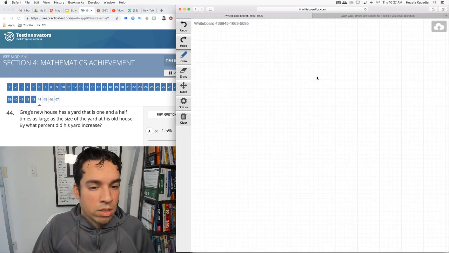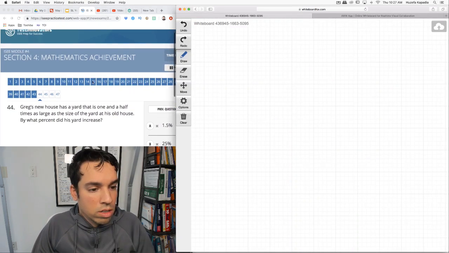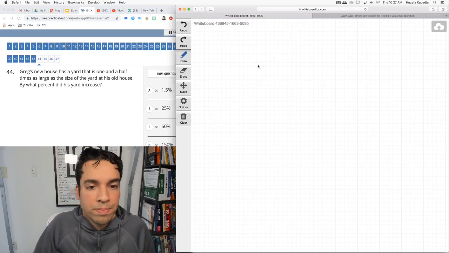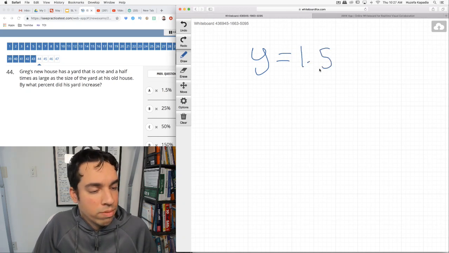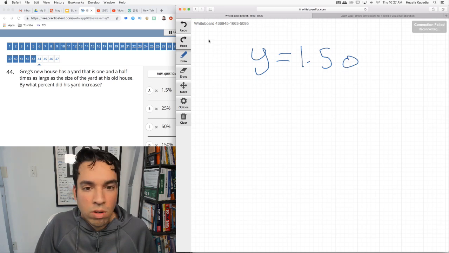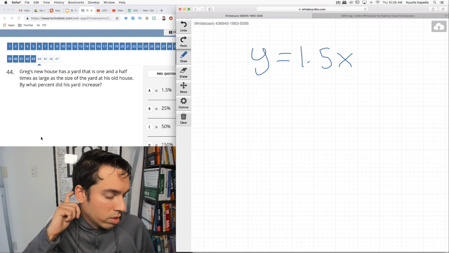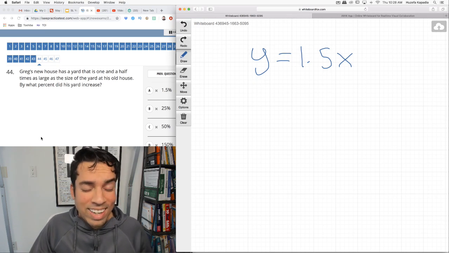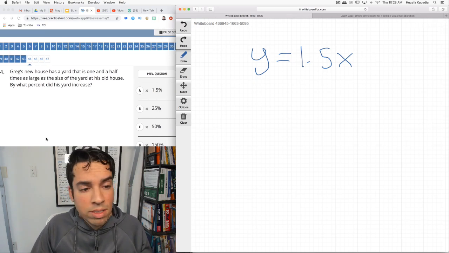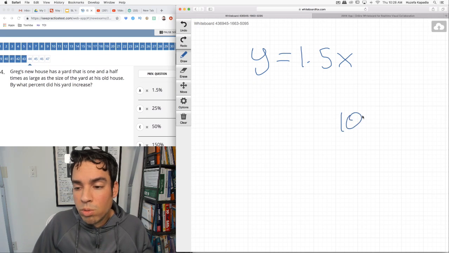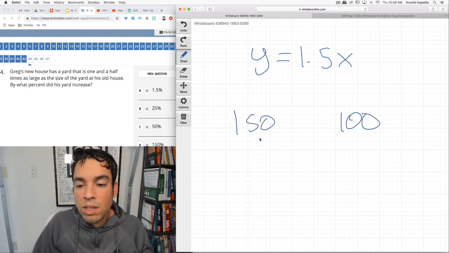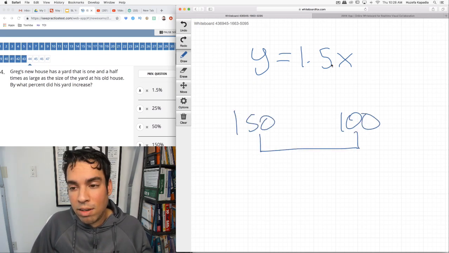44. Greg's new house has a yard that is 1.5 times as large as the size of his old house. Let's call it X. By what percent did his yard increase? So, okay, this is a great question. Increase. So if it's 1.5 times the size, it means if his old yard was 100, his new yard is 150. That's 1.5 times 100.